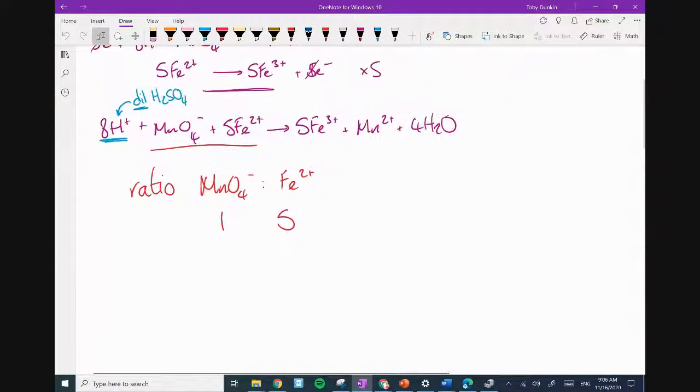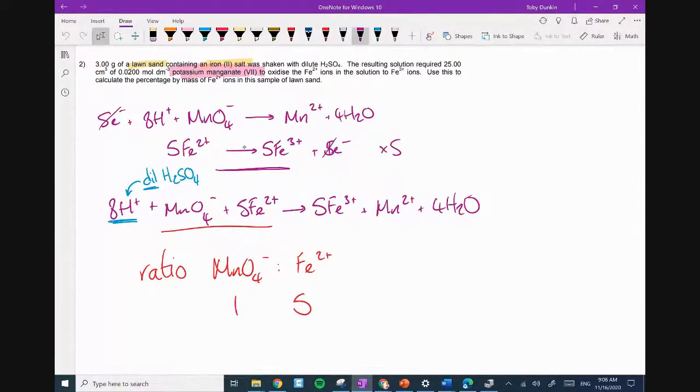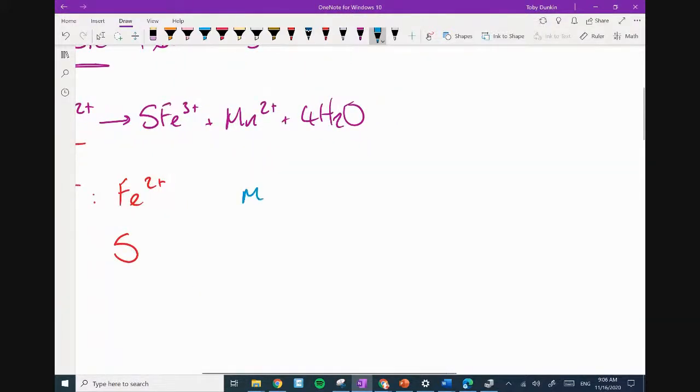So now that we've got our ratio, what we can now start doing is use the data in the question. It then said 3 grams of a lawn salt mixed with sulfuric acid. The resulting solution was titrated with 25 centimeters cubed of permanganate. So we can now go to moles of permanganate. Number of moles is C times V over 1,000. We're over 1,000 because we're in centimeters cubed.